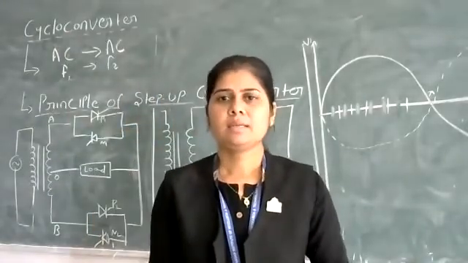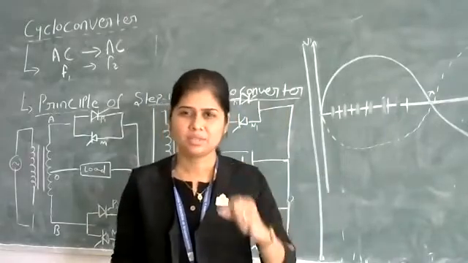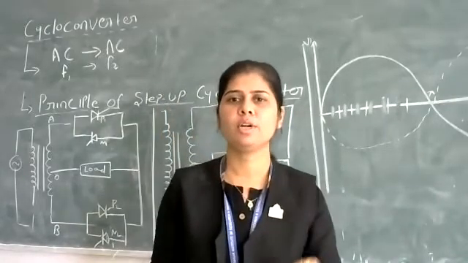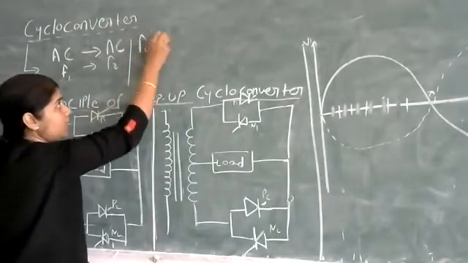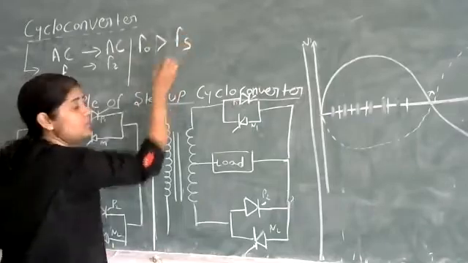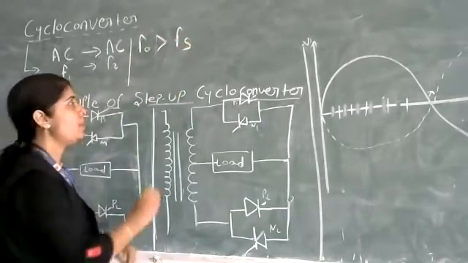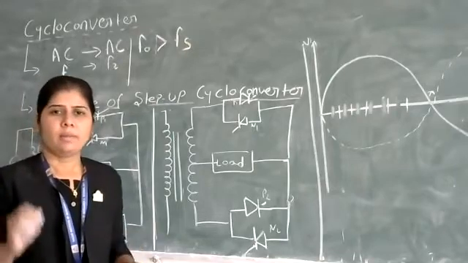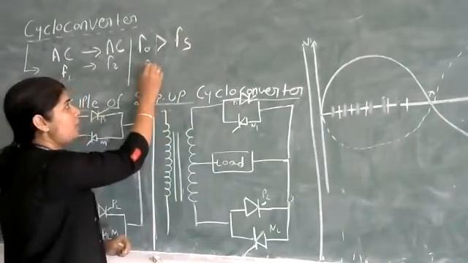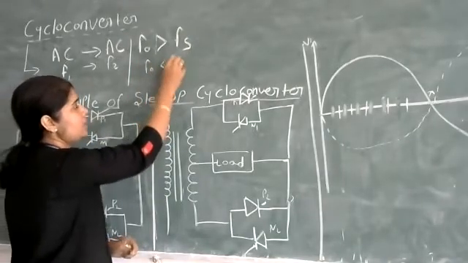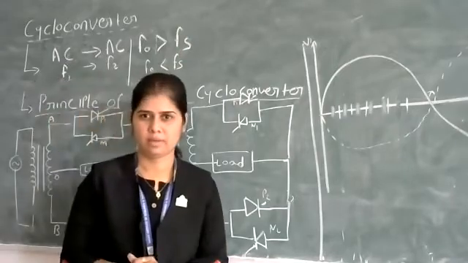We have already discussed the step-up and step-down cycloconverter. If we talk about the step-up cycloconverter, what does step up mean? Whenever the output frequency is greater than the supply frequency, it is called a step-up cycloconverter. Now, the step-down cycloconverter: whenever the output frequency is less than the supply frequency, it is called a step-down cycloconverter.